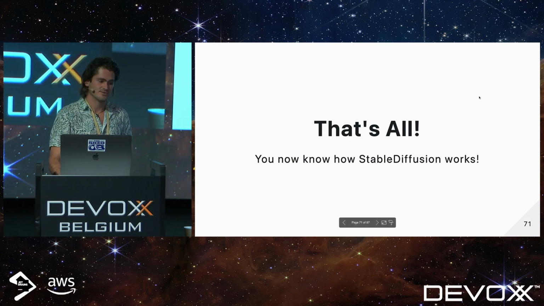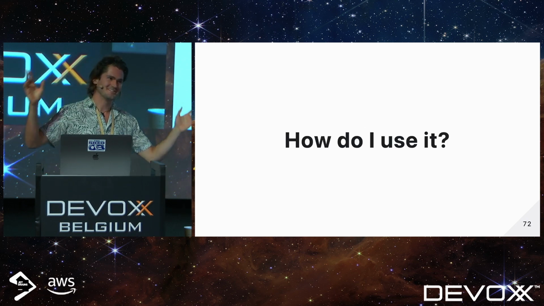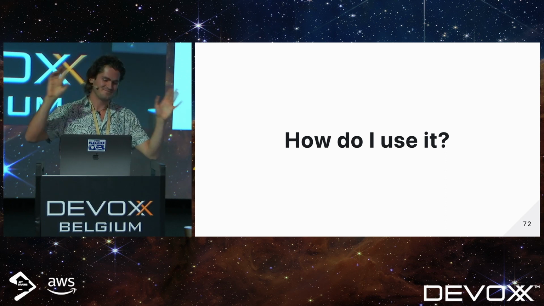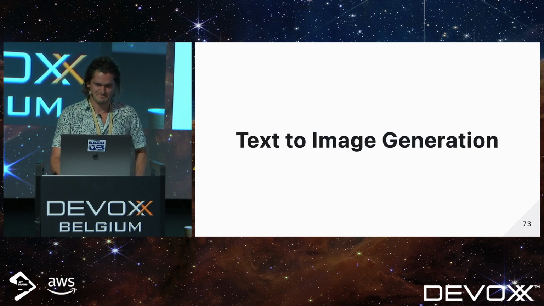So that's really all. That's how Stable Diffusion works. That's how it was trained. It's not magic. It's just a lot of data. So now the exciting part. Now the technical details, the deep mathy parts, are all wrapped up. So how do you use it?